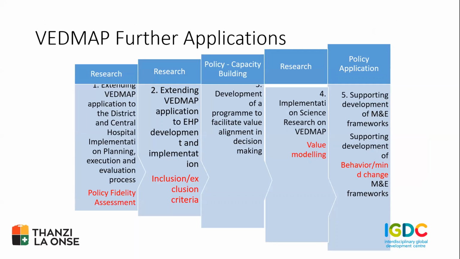So the first phase, as I've said, is the application of, we just want to show how VetMap can be used. It can be used at the district and central hospital level as a planning tool, especially for fidelity assessment, post fidelity assessment, looking at misalignment. It can also be used at EHP to come up with criteria for what to include and exclude in the EHP, which values should be included or excluded. Thirdly, it can be used to develop a program to facilitate value alignment in decision making. Fourthly, it is used as a research tool. And lastly, it can be used as a behavior change and mindset change tool. At the same time, it can be used as a tool for monitoring and evaluation.